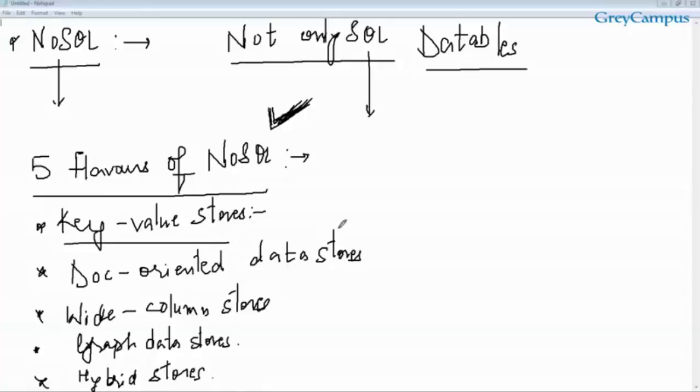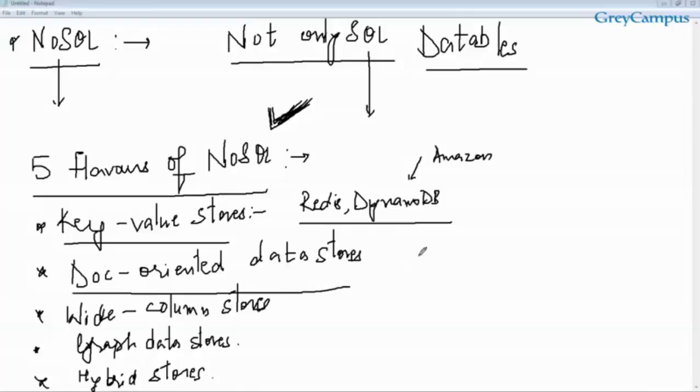So key value stores, the examples are Redis, DynamoDB. Redis is the database name. The way we have SQL Server, the same way we have Redis. SQL Server is a type of SQL database. This is a type of NoSQL database. DynamoDB is a NoSQL DB of Amazon, which is again of the type key value data store, which will store everything in the form of keys and values. Document-oriented data stores will store everything in the form of documents.